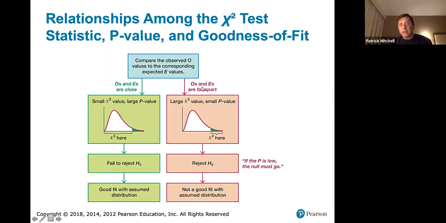On the other hand, if the O's and the E's are far apart enough, then you would get a large chi-square value and a small p-value. So chi-square would be up here somewhere. When p is low, the null must go. You would reject your null hypothesis. And you would say that this data is not a good fit with the assumed distribution.